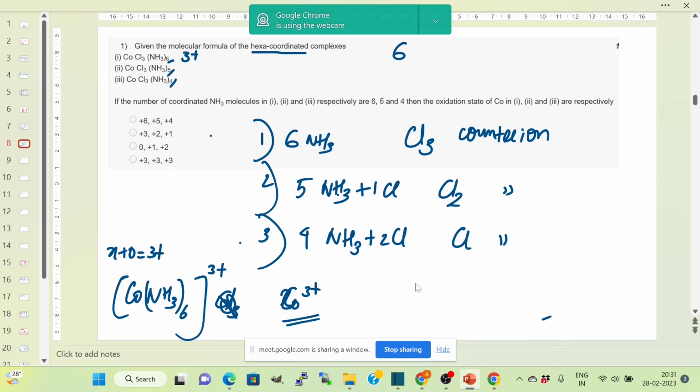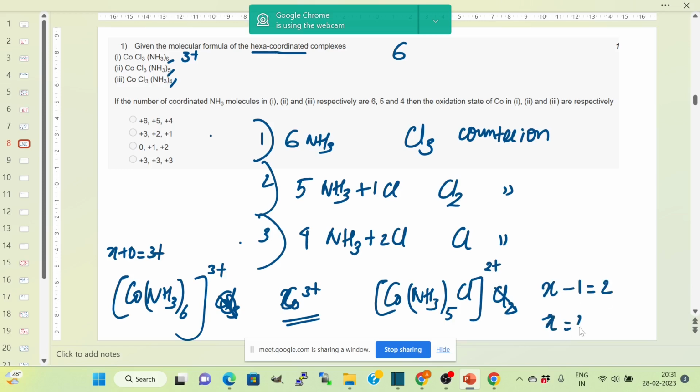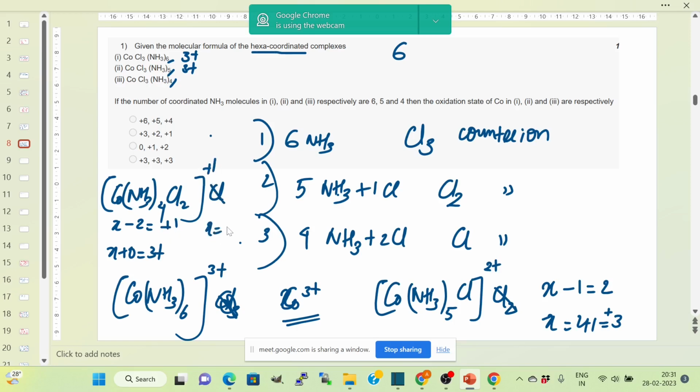Now we'll look at the second one. So here it is Co(NH3)5 Cl, and there are two Cl outside, which means that the overall charge on the complex is 2 plus. So now what is the oxidation state of cobalt? x minus 1 is equal to 2, x is equal to 2 plus 1, 3. So this is also plus 3. Now what about the compound 3? So it will be Co(NH3)4 Cl2 and 1 Cl is outside. So here x minus 2 is equal to plus 1, that will be the overall charge. So x is still plus 3.